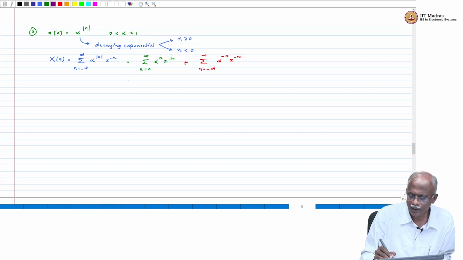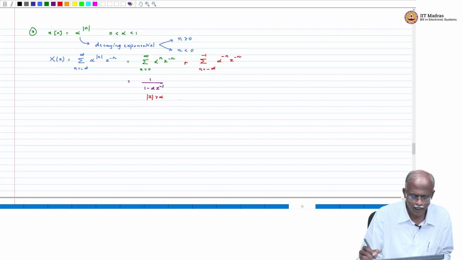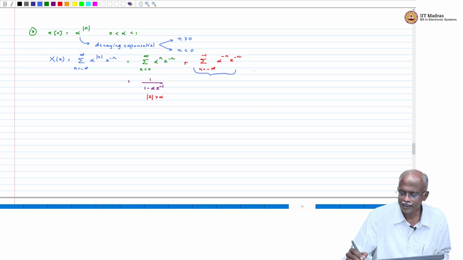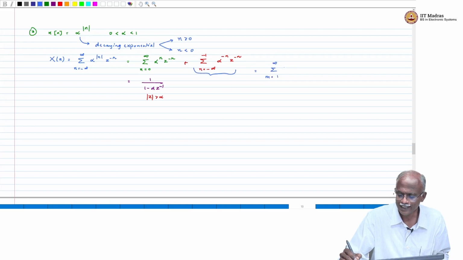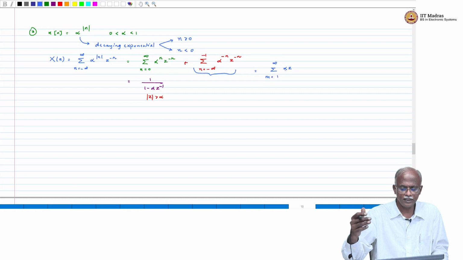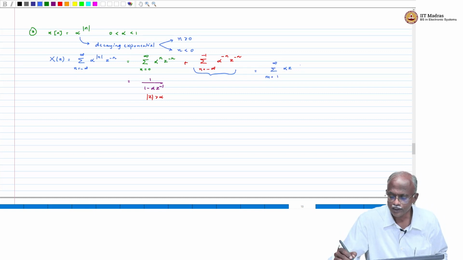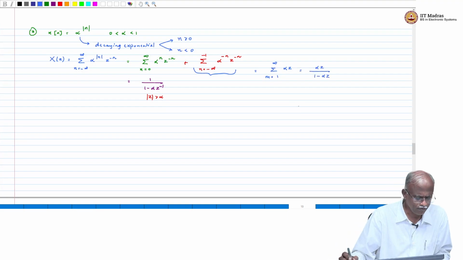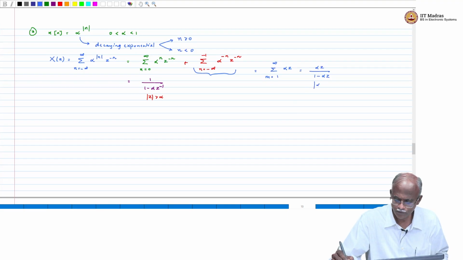The first term will be 1 over 1 minus alpha z inverse, ROC mod z greater than alpha. For the second term, just do one extra step of substitution. This can be written as summation m equal to 1 through infinity of alpha z to the power m. I've changed variables, with m equal to minus n. So this is a geometric series, which is given by alpha z divided by 1 minus alpha z. The condition for convergence will be mod alpha z less than 1, which is the same as mod z less than 1 over alpha.